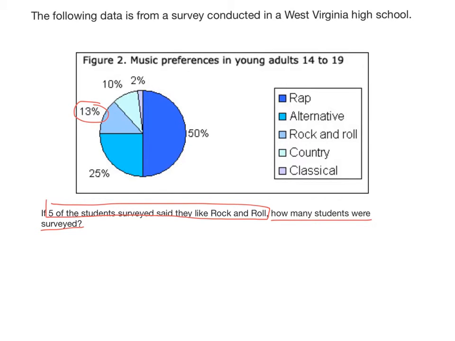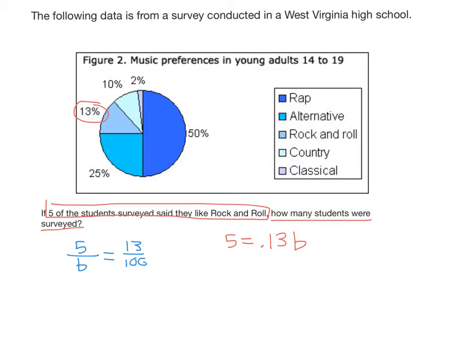Now, I'm going to set my percent equation up first. In this case, 5 is the part, because 5 said they like rock and roll. We're looking for the whole, the number of students that were actually surveyed. So we'd say 5 equals 13%, which is 0.13, times B. There's my percent equation. We could also set up a proportion, as always: 5 over B equals 13 over 100.